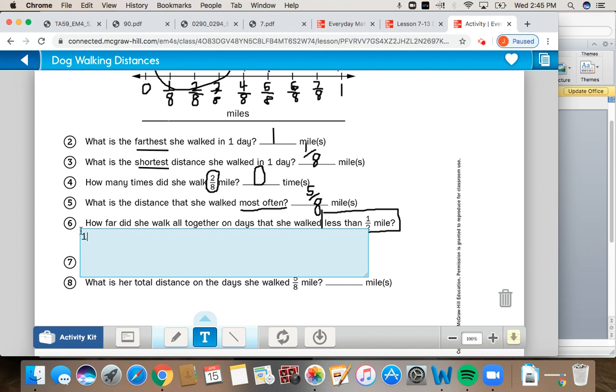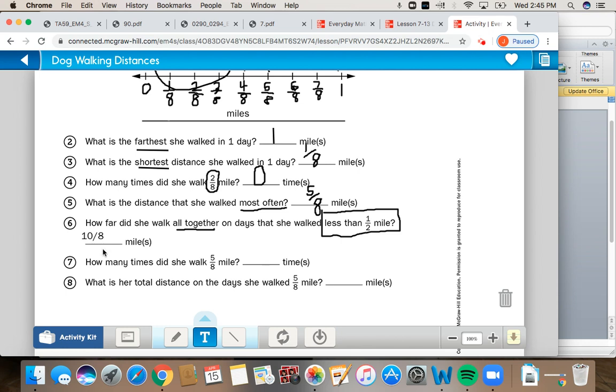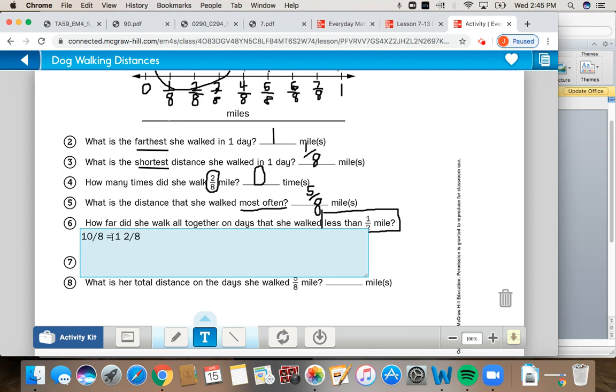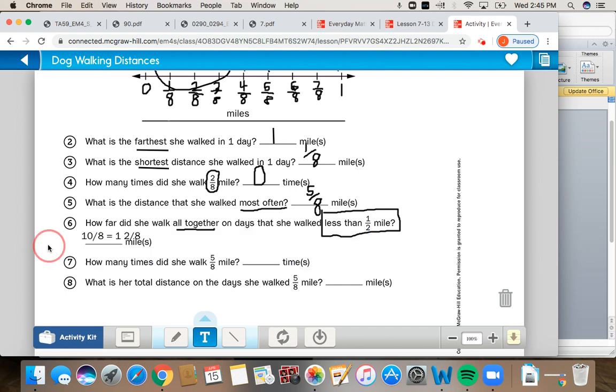Did you guys get 10/8? Did anybody get something different than 10/8? Because 10/8 is right, but it's also an improper fraction, which means I can change it to a mixed number. 10/8 is also equivalent to 1 whole, because I went over the whole, and I went over the whole by 2/8. So you could have gotten 10/8 or 1 and 2/8.